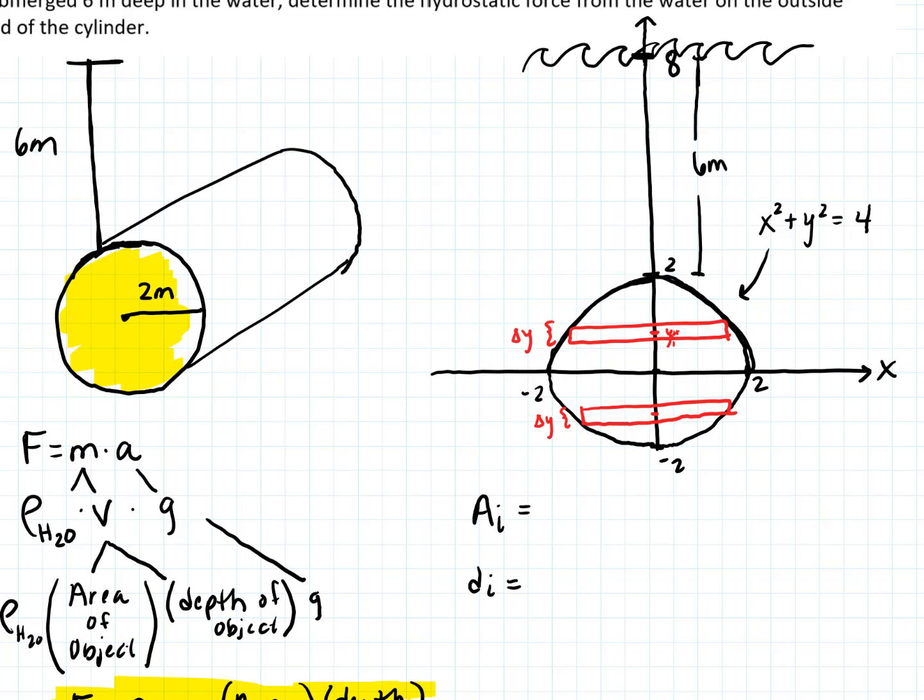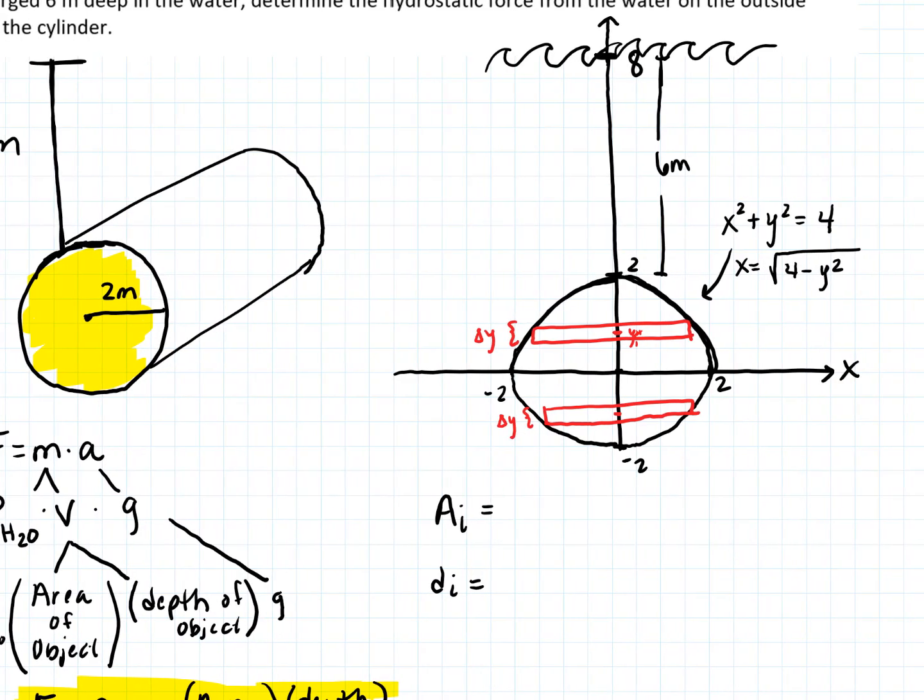So let's rewrite this equation as x as a function of y. So x is equal to plus or minus the square root of 4 minus y squared. You technically have a plus and a minus, the right half and the left half of the circle. If we had solved for y, we would be representing the top half and the bottom half. Since we solved for x, the positive root represents the right-hand side of the circle, and the negative would represent the left-hand side of the circle.